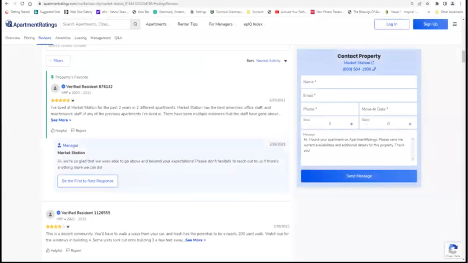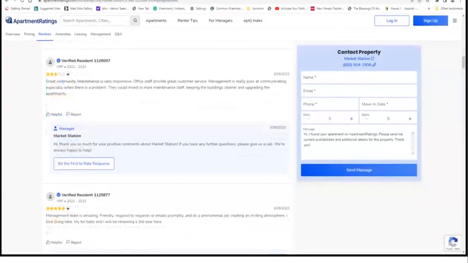So I'm an example type of person. I have pulled up a review on one particular property, dated in 2021, and it stated, "I lived at Market Station for the past 2 years in 2 different apartments. Market Station has the best amenities, office staff, and maintenance staff of any of the previous apartments I lived in." If you jump down, as you can see, the manager did respond in a timely manner. So that's good. And it says, "Hi, we're so glad we're able to go above and beyond."